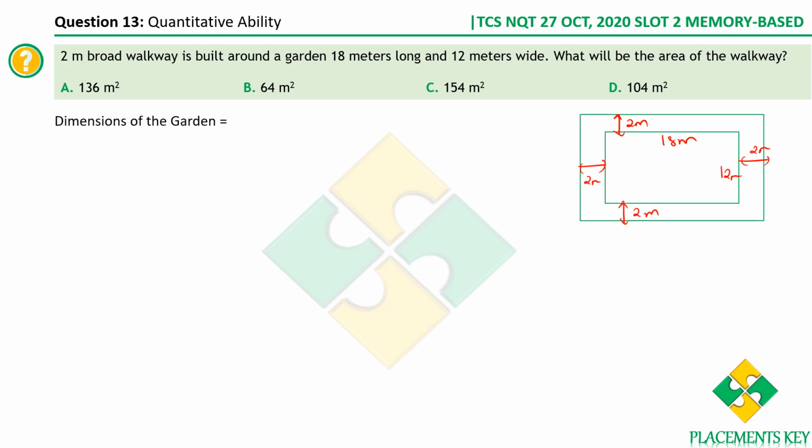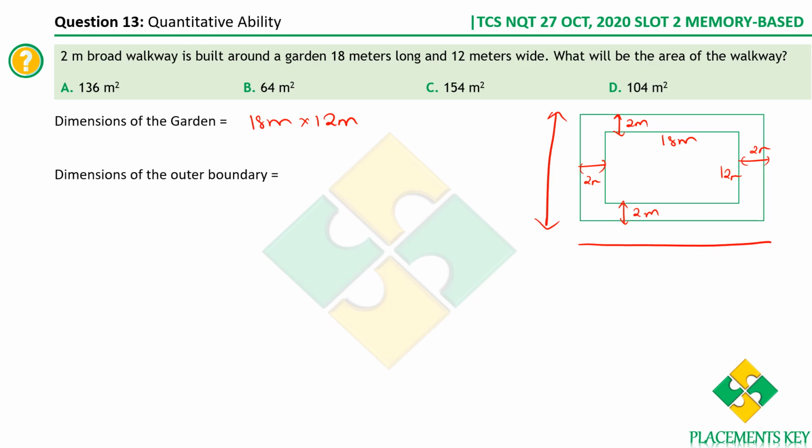Now, what are the dimensions of the garden initially? It is 18 meters by 12 meters. Now, what are the dimensions of the outer boundary? This is the outer boundary that we have. So this is 18 meters plus 2 meters plus 2 meters for the length, and similarly for the breadth. So we have 12 plus 2 plus 2, which gives 16, and 18 plus 2 plus 2, that is 22.